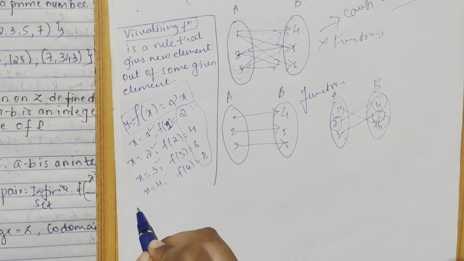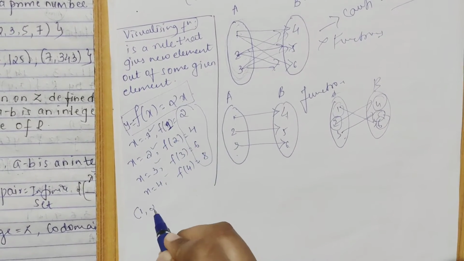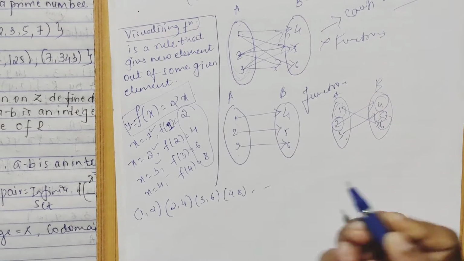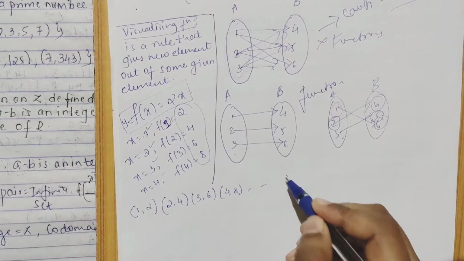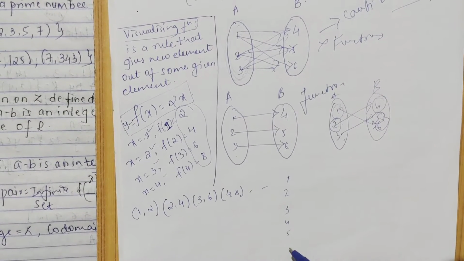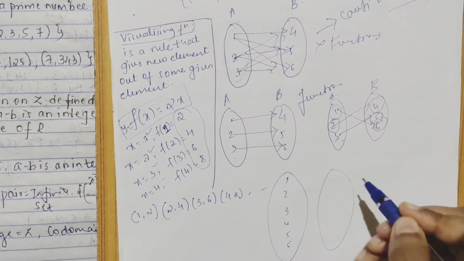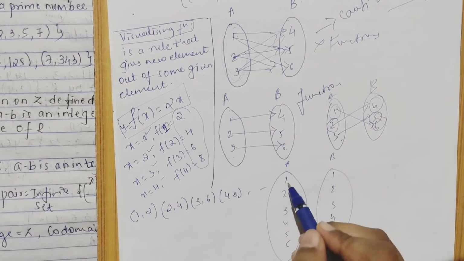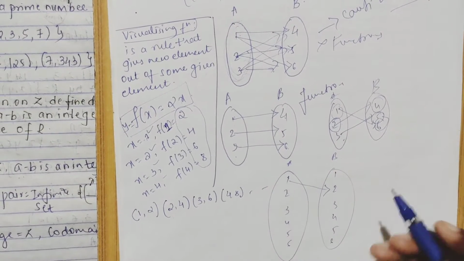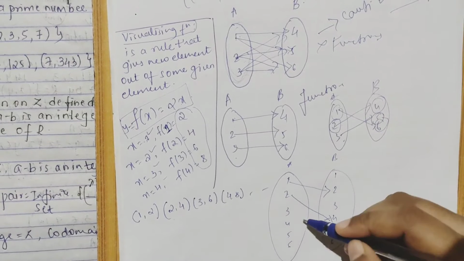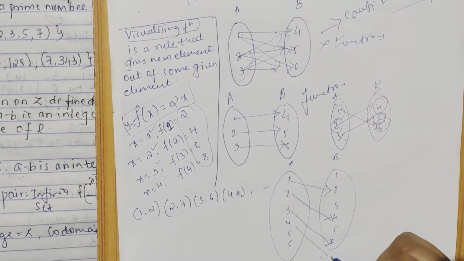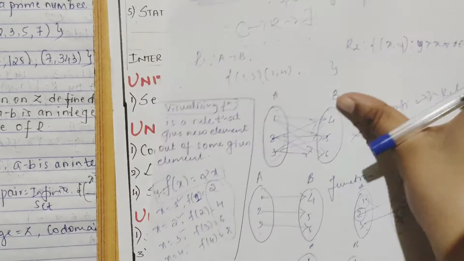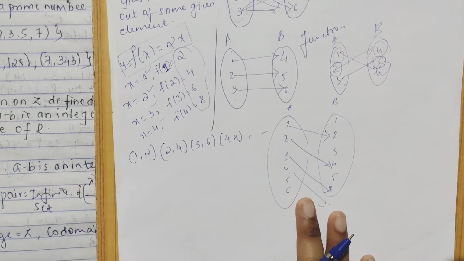Now if I write in ordered pairs, for 1 I am getting 2, for 2 I am getting 4, for 3 I am getting 6, for 4 I am getting 8, and so on. Now if I take here 1, 2, 3, 4, 5, 6, this is A, this is B, and here also 1, 2, 3, 4, 5, 6. See, for 1 you are getting image 2, for 2 image 4, for 3 image 6, for 4 image 8. So you can see every element of A will get one image or the other. So this is called a rule, a visualization.